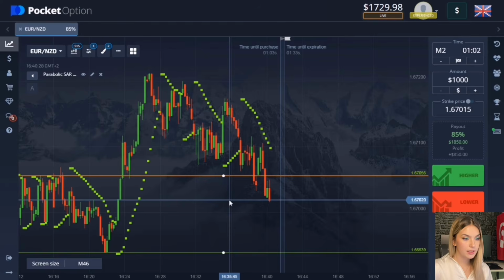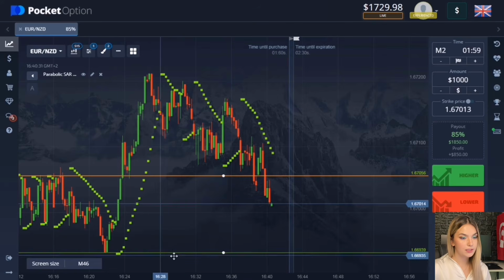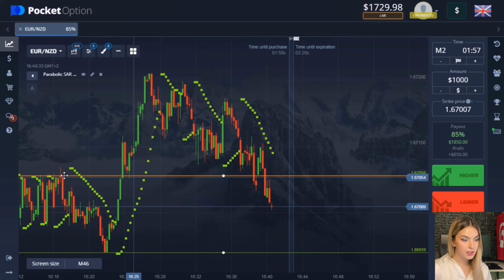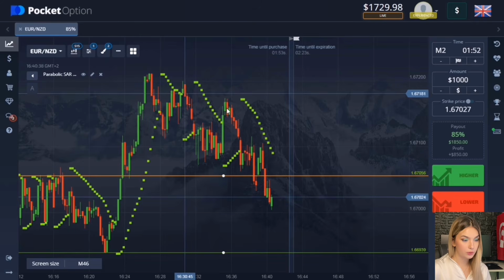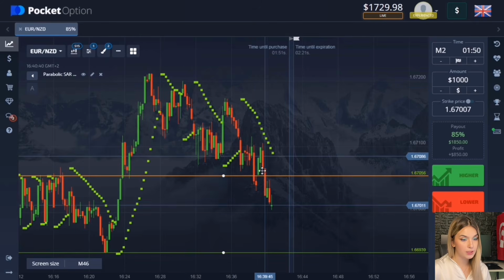At the bottom, we see the main support level. Also, the inner level is located just above. We also see that at the moment there is a downside movement. The price has already broken through the internal level and continues its movement to the main support level.